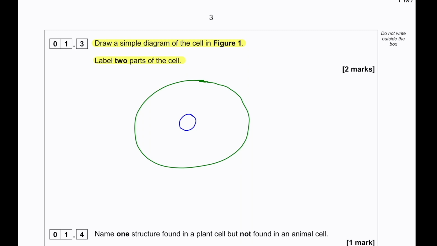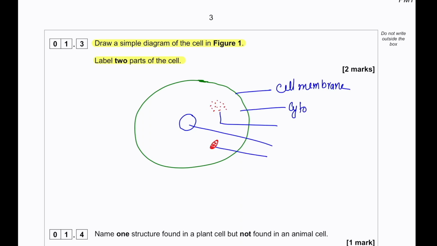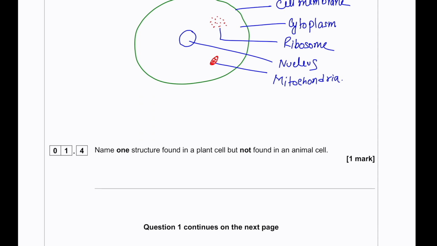In this diagram, I will do several labels, but you may only do two because two parts of the cell are needed. The other features that we are going to show will be mitochondria, and we will also show ribosome. So we are showing the cell membrane, and then we are showing cytoplasm. Then we can see ribosome, nucleus, and mitochondria. Guys, any two labels are needed, so just label two.